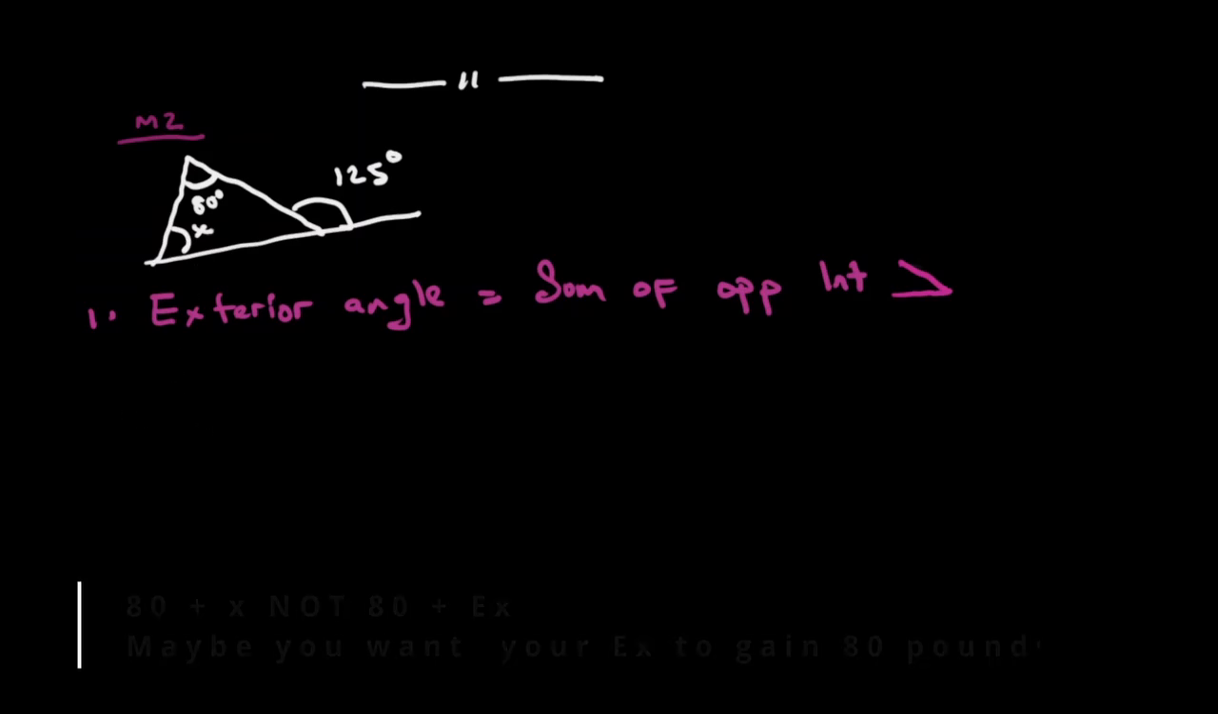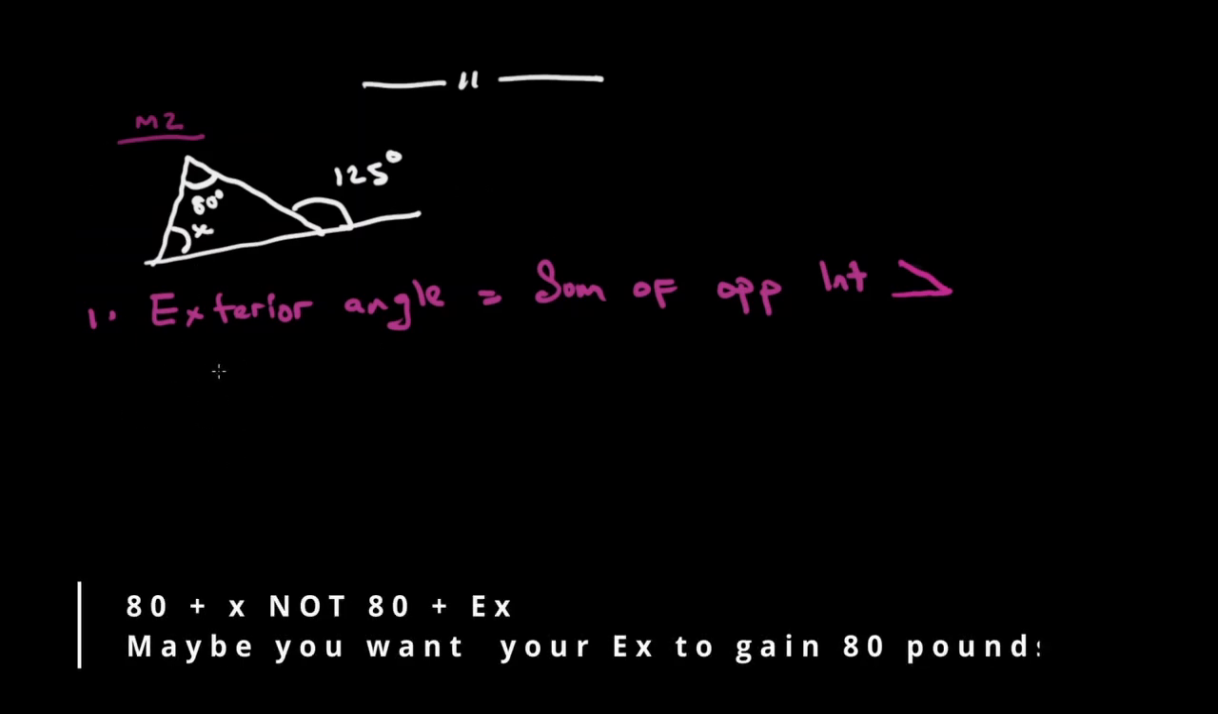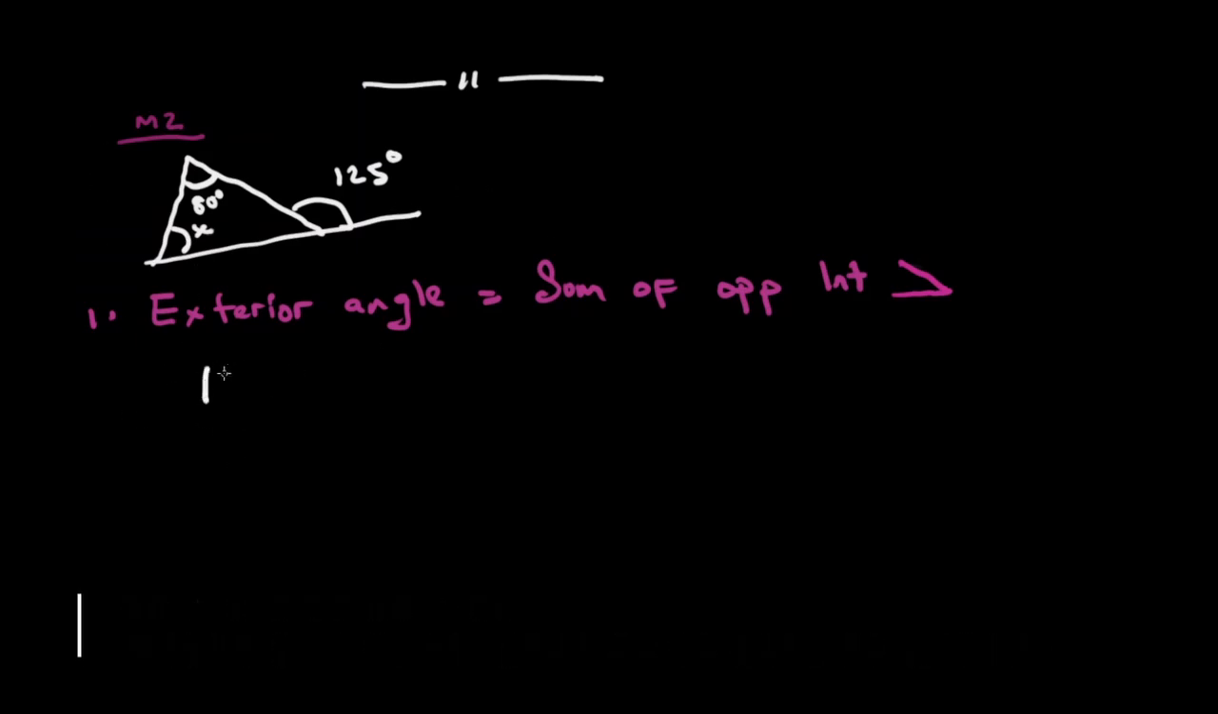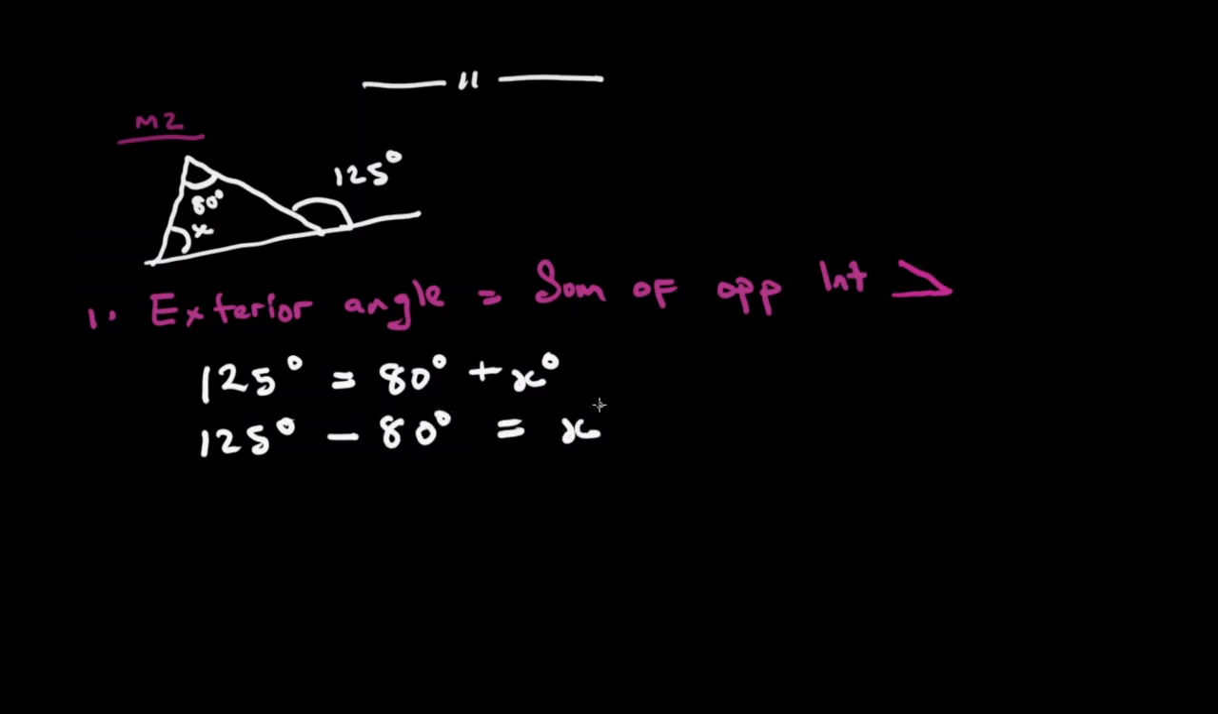So the equation we are going to be dealing with says 125 degrees, our exterior angle, is equal to the sum of interior angles, and the sum is 80 degrees plus x. So this 80 degrees has to cross the equal sign, changing its sign from a positive to a negative. This will be equal to x degrees.